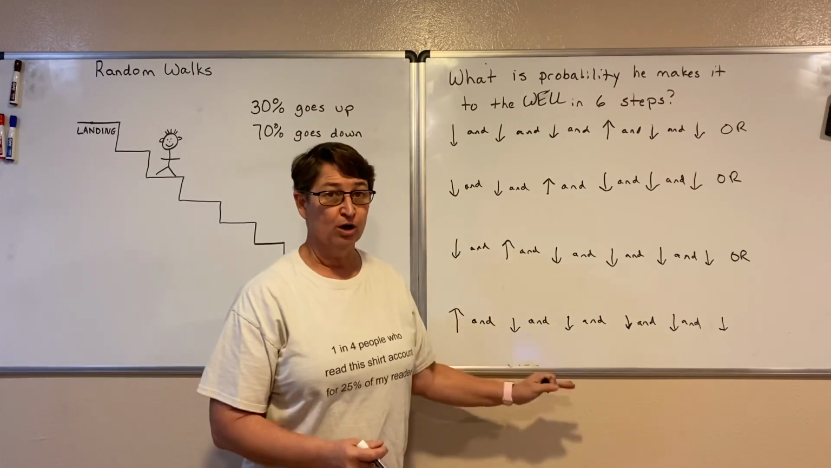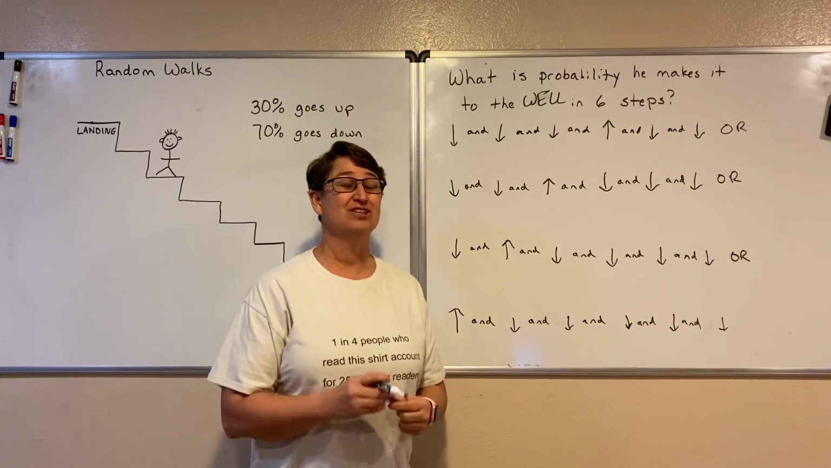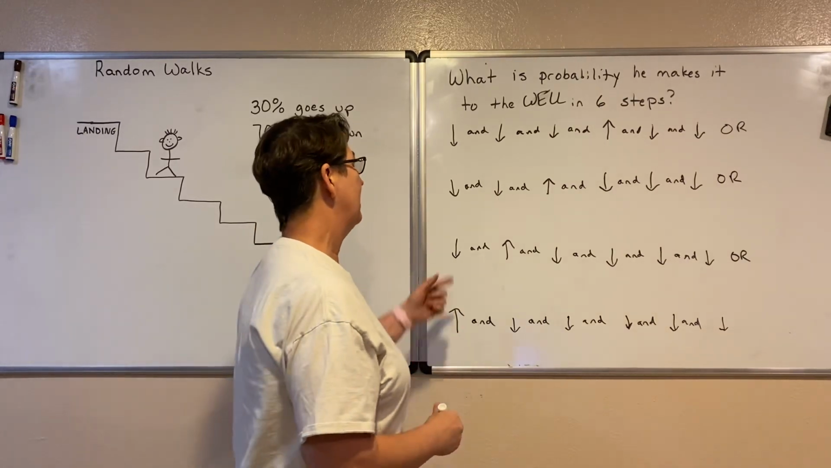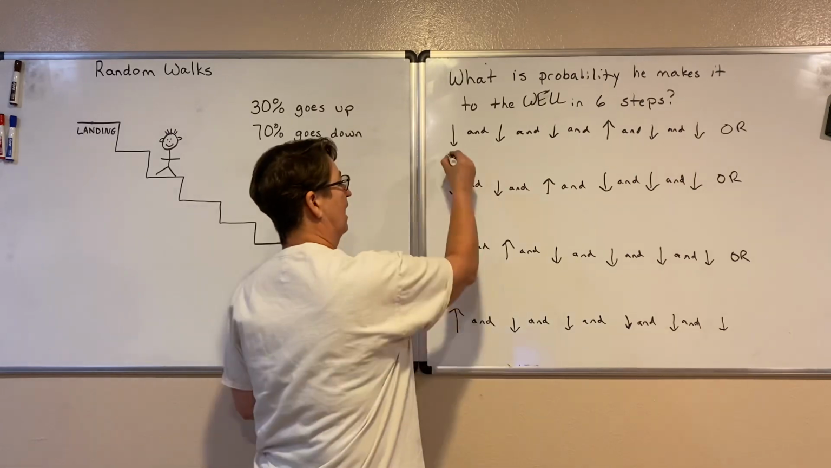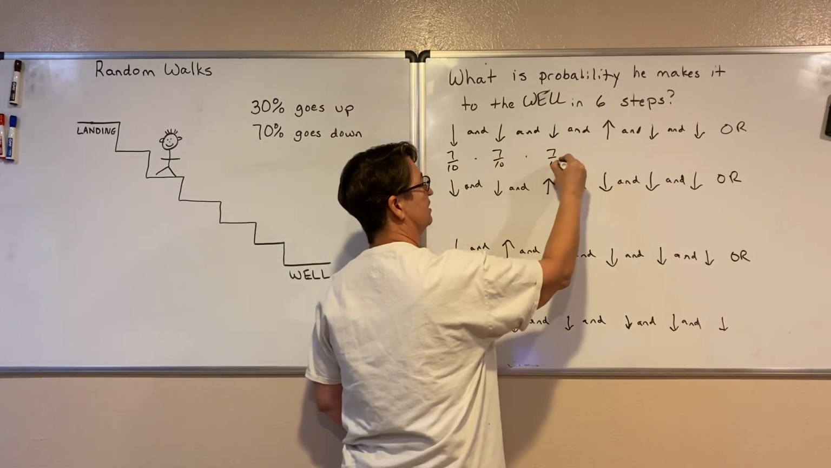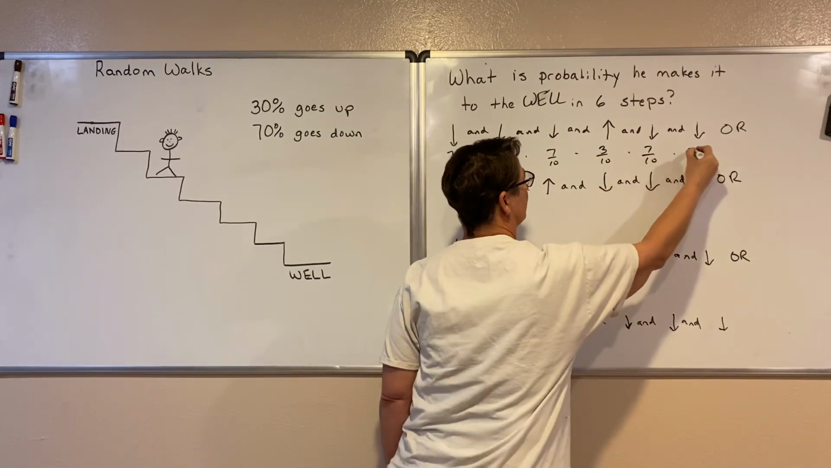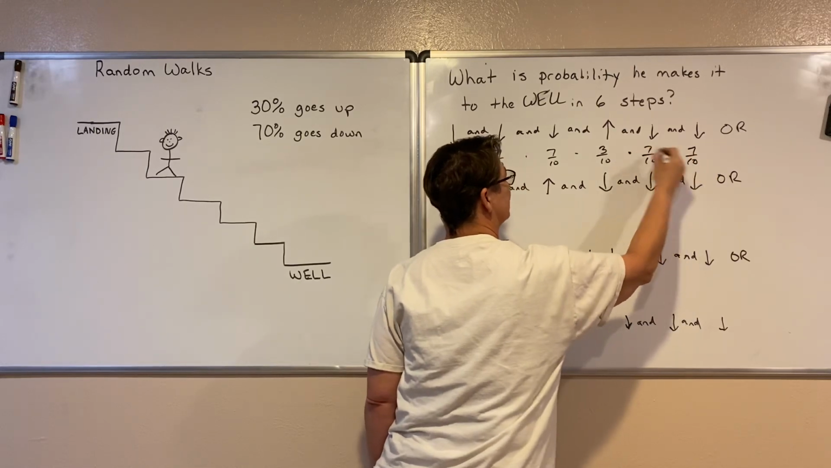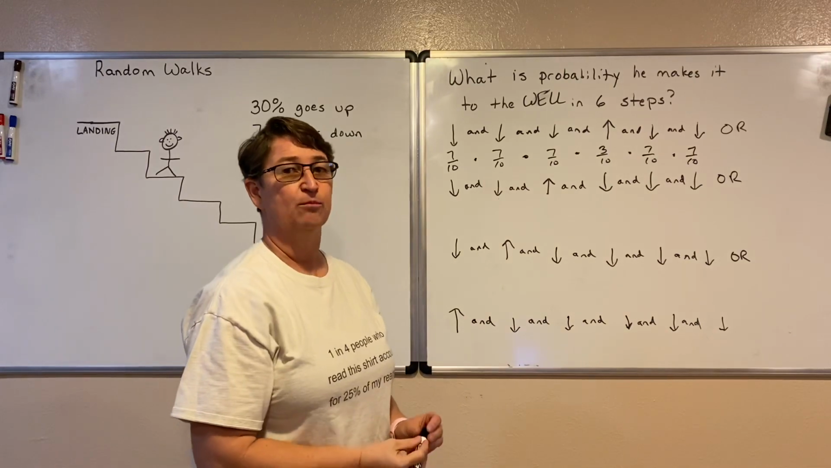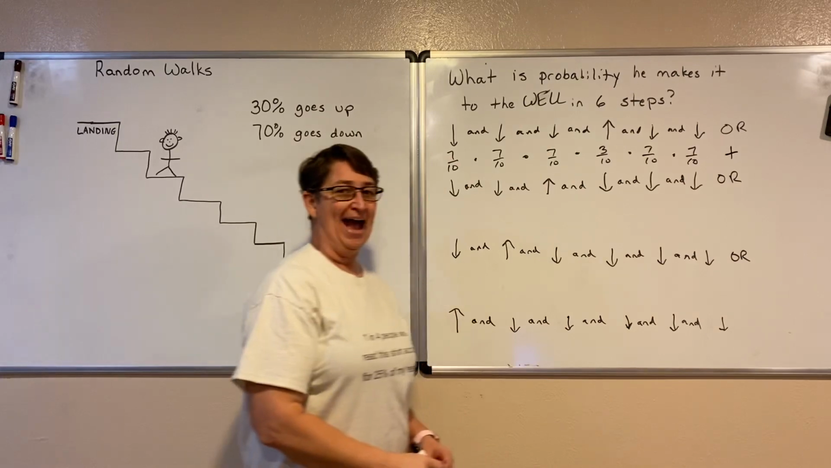Once you have it in words, then finding the probability is a lot easier. But I really want you first to think about it in words before you try to put down the numbers. Now that we have the words though, now we just add the numbers. So you got 7/10 times 7/10 times 7/10 times 3/10 times 7/10 times 7/10. And each one of these ands just reminds me that with probability, I'm thinking multiplication. Whereas the ors remind me that I'm going to add.